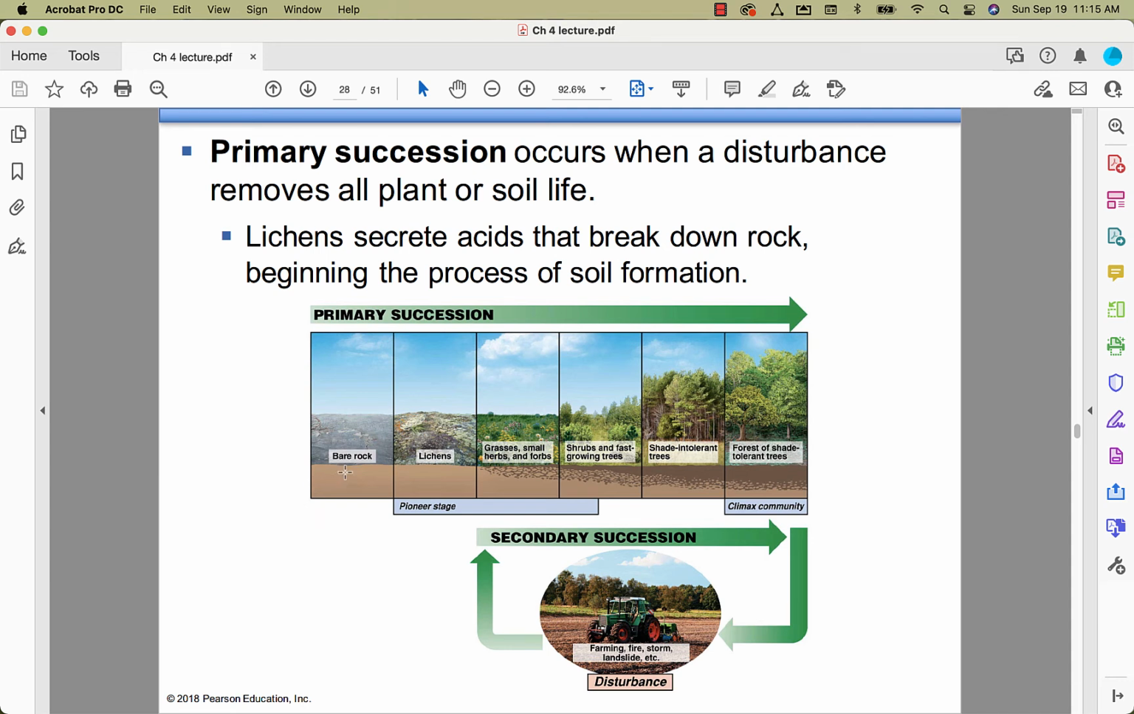So you start with bare rock, the lichens come in and start to make some thin soil, and you can see the soil formation here. There's nothing here, and there's starting to be a little bit towards the end of the lichens. The lichens set the stage for the grasses, small herbs, and forbs, okay? And then as the soil thickens, you wind up with shrubs and fast-growing, shade-intolerant trees, and then trees that are shade-tolerant, kind of like what we have around here. So you start out with no soil, and over the course of time, you build soil. That's primary succession. What you wind up with at the end is a climax community.